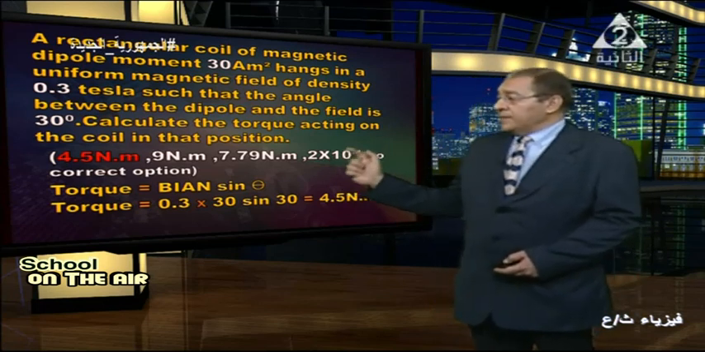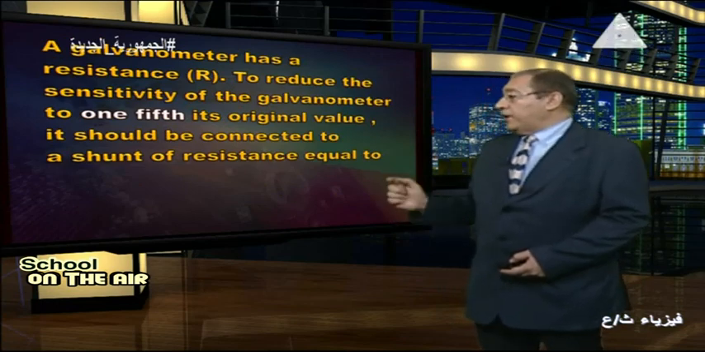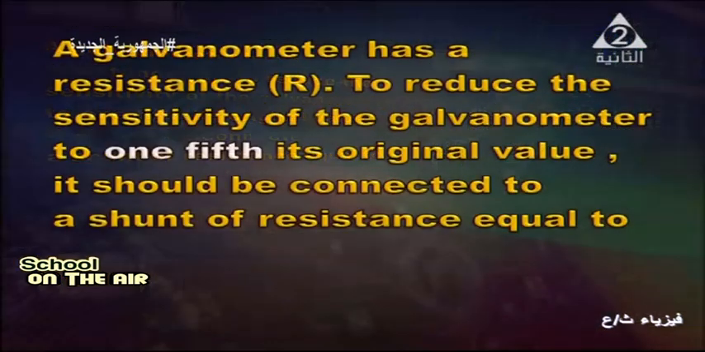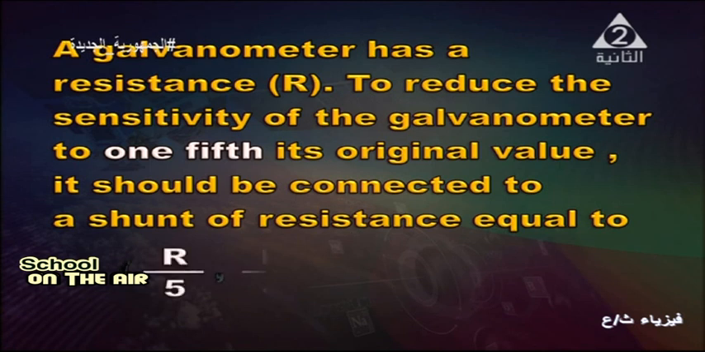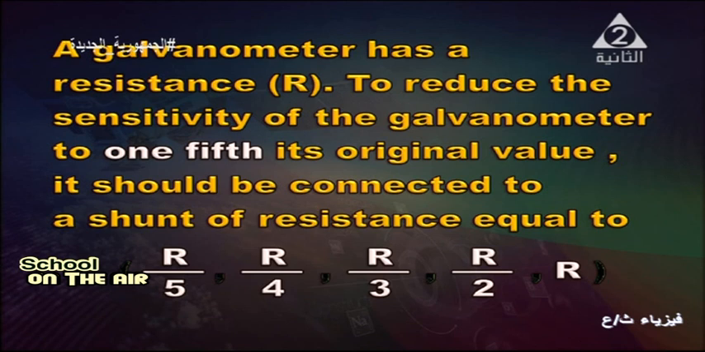Another question. A galvanometer has a resistance R. To reduce the sensitivity of the galvanometer to 1/5 its original value, it should be connected to a shunt of resistance equal to R over 5, R over 4, R over 3, R over 2, or R. It's all easy for you. To decrease it to 1/5, it is R over 4. To decrease it to a quarter, R over 3. Just remember this.